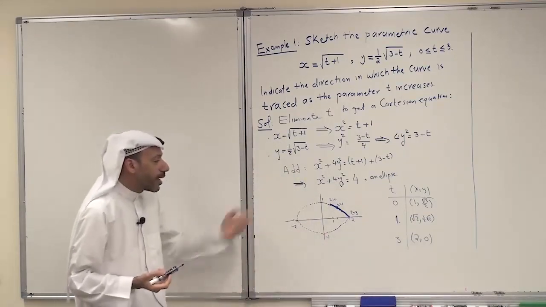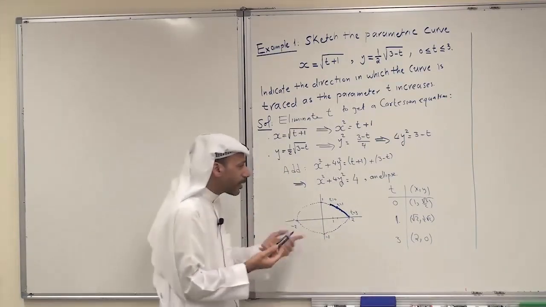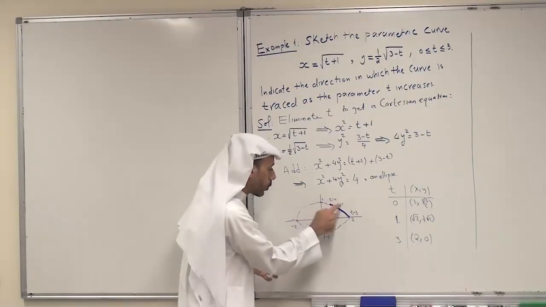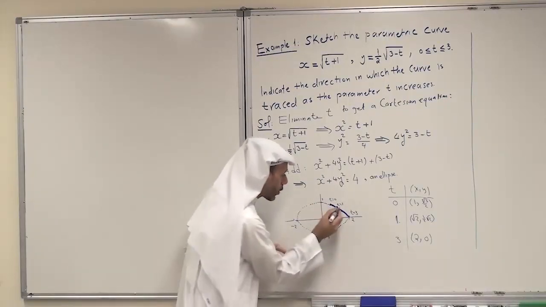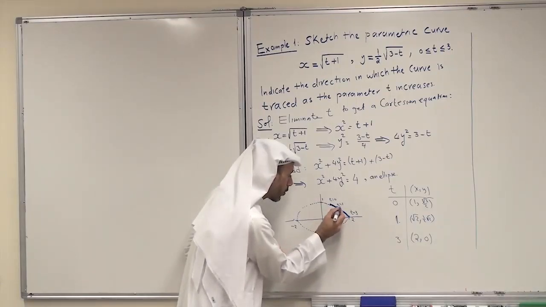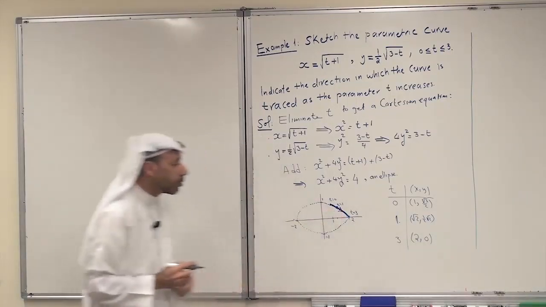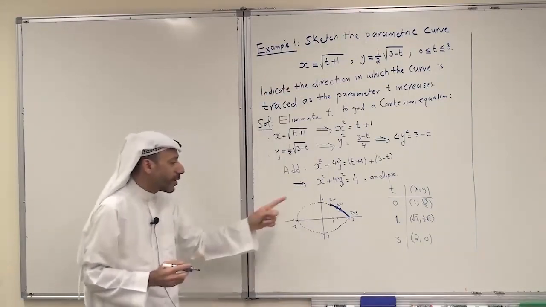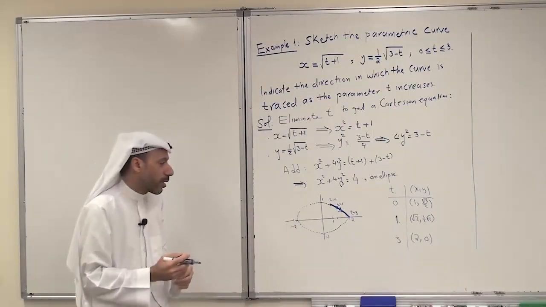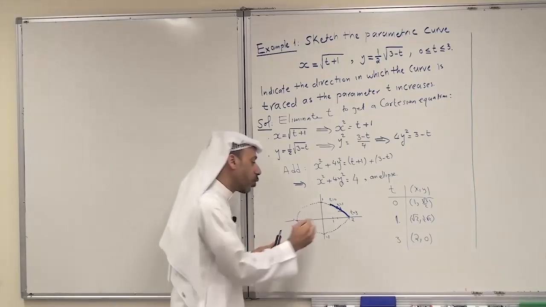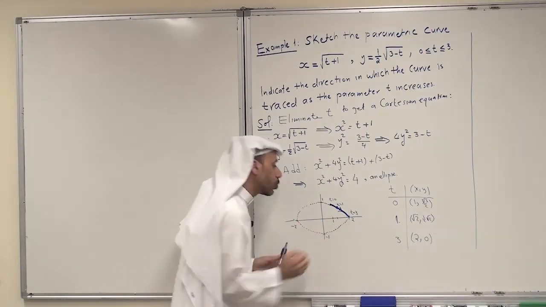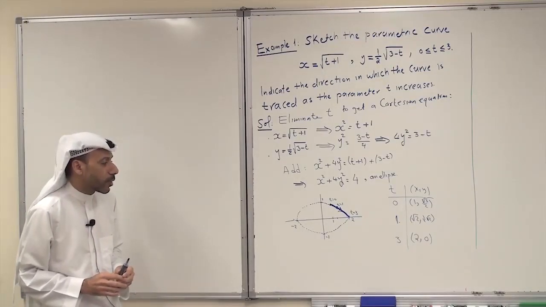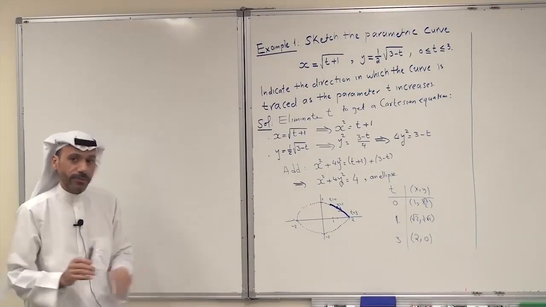A part of an ellipse. And it is very simple to see what is the direction. If this is t equal to 0, t equals 1, t equals 3, so the direction will be in this manner. This is the direction of the motion. So the graph of the parametric curve is this part of an ellipse, sketched over the interval from 1 to 2. This is how to sketch this parametric curve. Done.